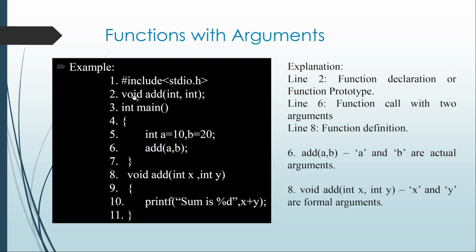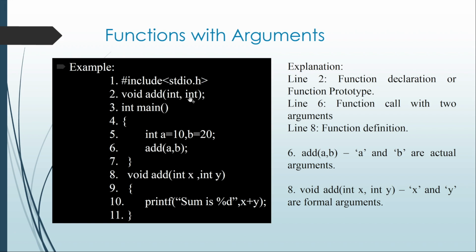Then in the next line we have the function declaration. As we know, whenever we are going to use a function, the function must be declared, the function call should be available inside your main program, and the function should be defined after your main program. So here the function declaration is this. The return type is void because this function is not going to return anything. The function name is add. This function is going to add two integer numbers, so in the declaration I'm specifying two integers, int comma int.